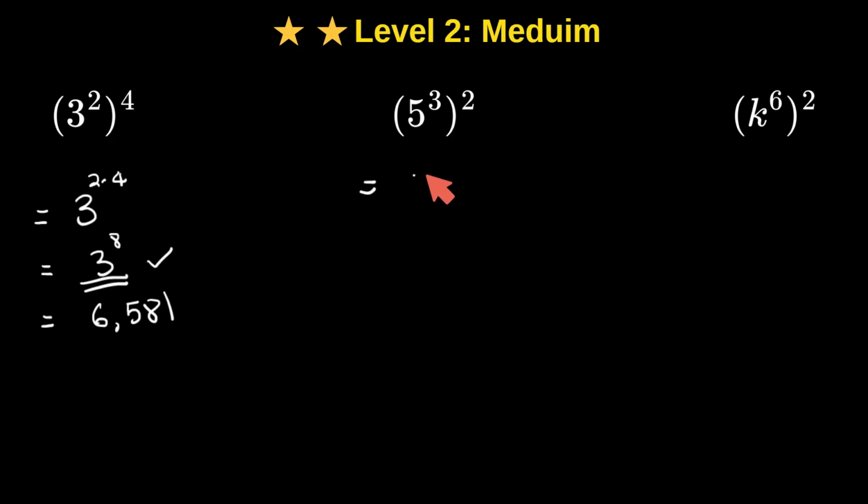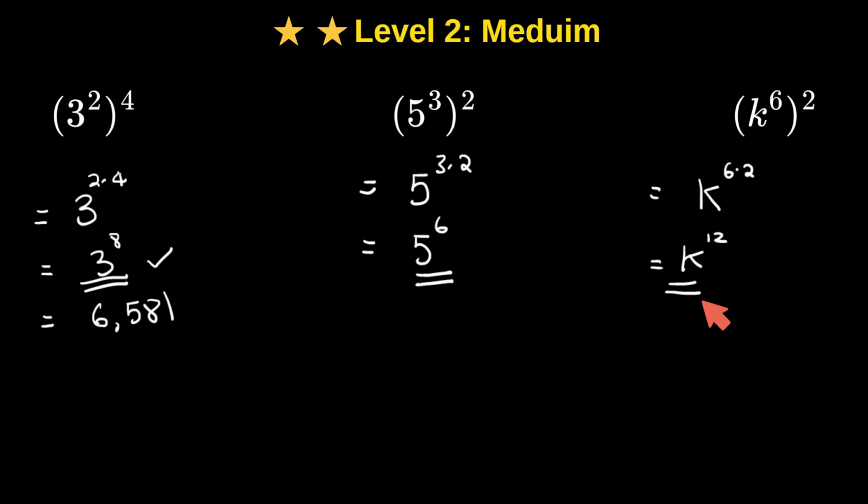We have 5 raised to the third power in parentheses and raised to the exponent 2. So we simply keep the base and let's multiply 3 times 2. That will be 5 raised to the 6th power as our final answer. Alright, the next problem we have k. So let's multiply the exponents while we keep the base. That will be k raised to the 12th power. Now let me know how was level 2.